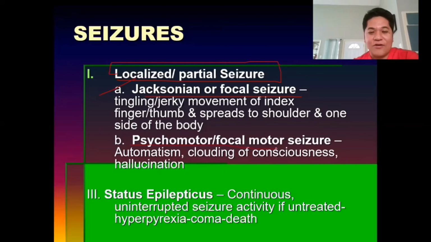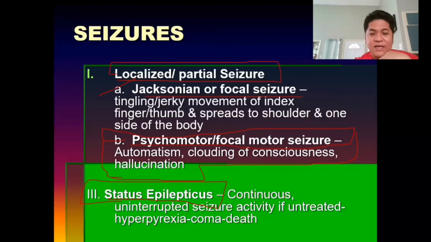Then psychomotor or focal motor seizures are automatic, with clouding of consciousness or hallucination. This could be seen commonly with some other disorders, like in kids who have cerebral palsy. So those who have that kind of condition usually have this psychomotor or focal motor seizure, okay? Then the worst one is status epilepticus, wherein there is continuous, uninterrupted seizure activity. If untreated, the client would become comatose or die.